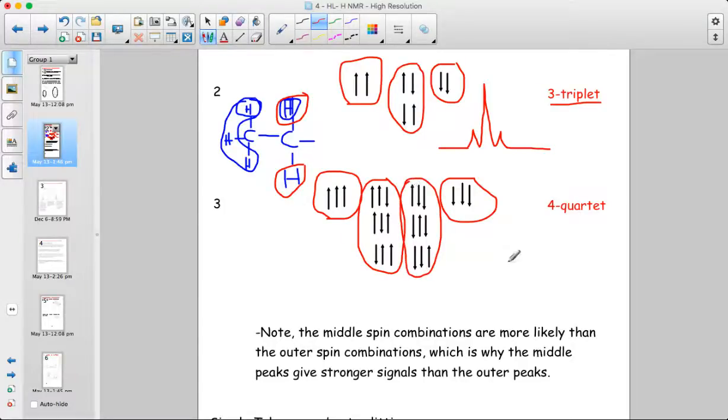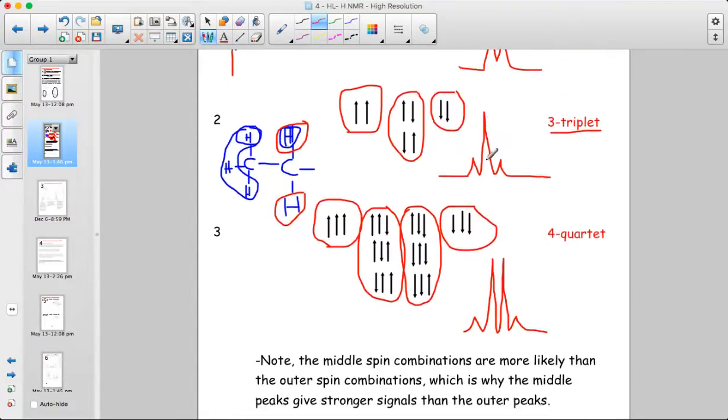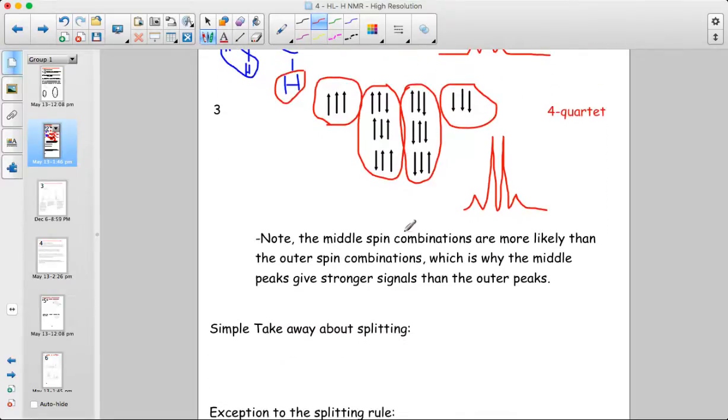And so what that means is that the middle ones are three times as likely to happen as the side ones. And so you end up with a little peak, then a tall one, a tall one, and then a little one. And so this is what a quartet looks like. So these are the various splitting patterns that you are likely to see. There are more complex ones when there's more than three neighboring carbon atoms, but you wouldn't be expected to be able to analyze them for the IB exam.